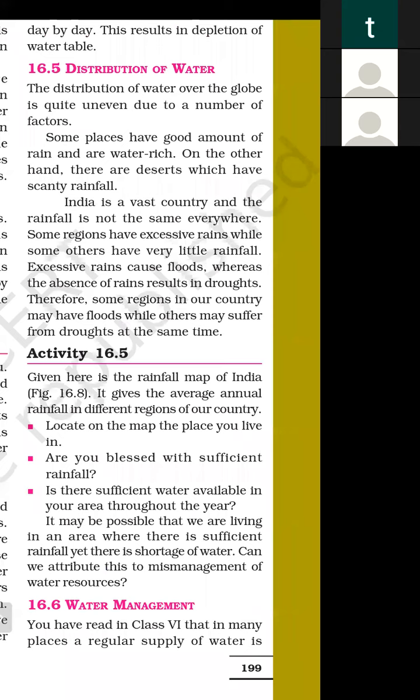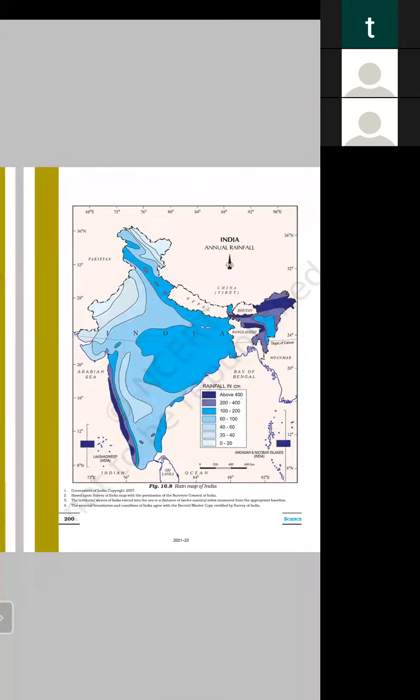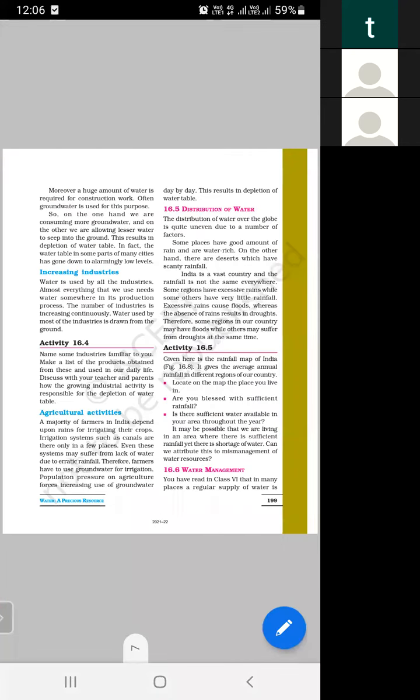It may be possible that we are living in an area where there is sufficient rainfall, yet there is a shortage of water. Can we attribute this to mismanagement of water resources? So just read this map carefully, students.